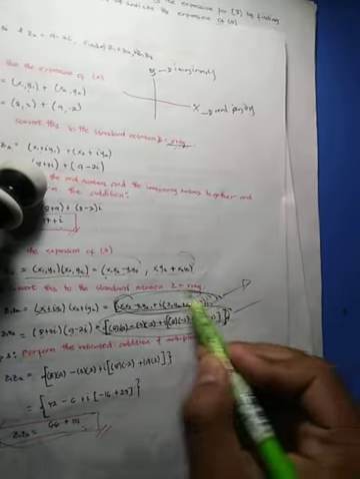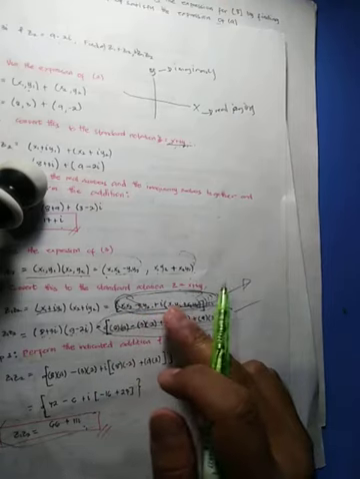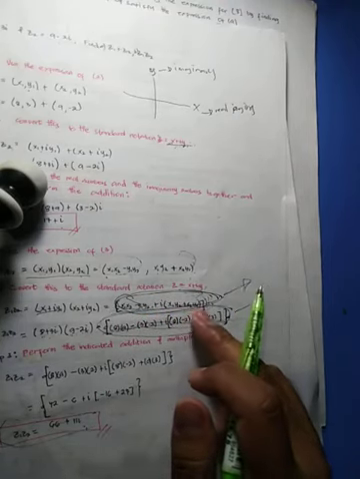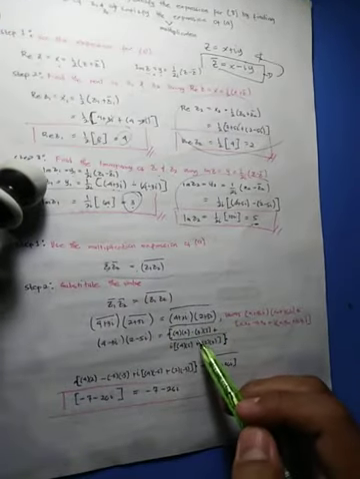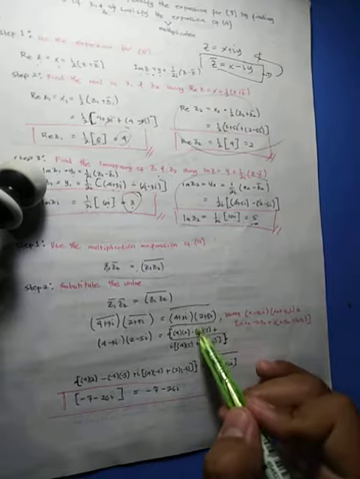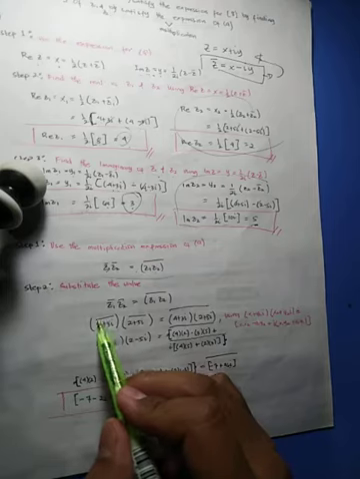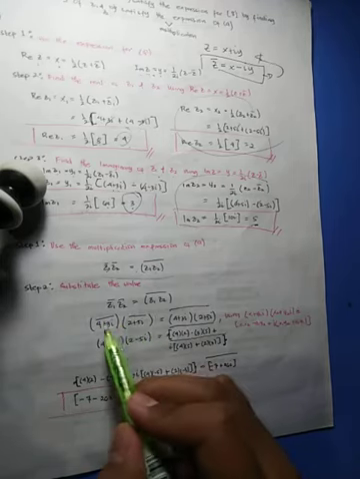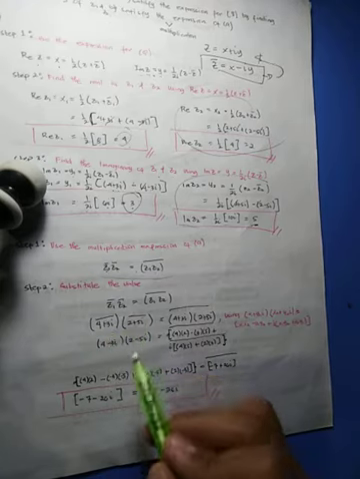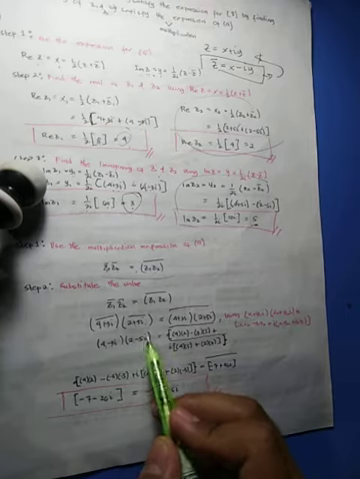Itong equation na x1 x2 minus y1 y2 plus i x1 y2 plus x2 y1. So yan lang yung gagamitin nyo actually. After you perform this multiplication, we have the conjugate of 4 plus 3i at saka 2 plus 5i, which is 4 minus 3i at saka 2 minus 5i.